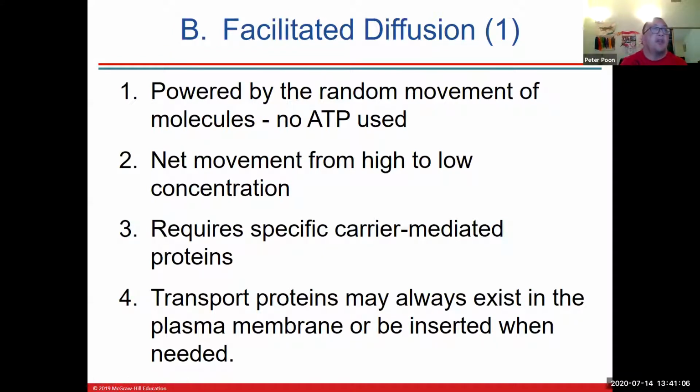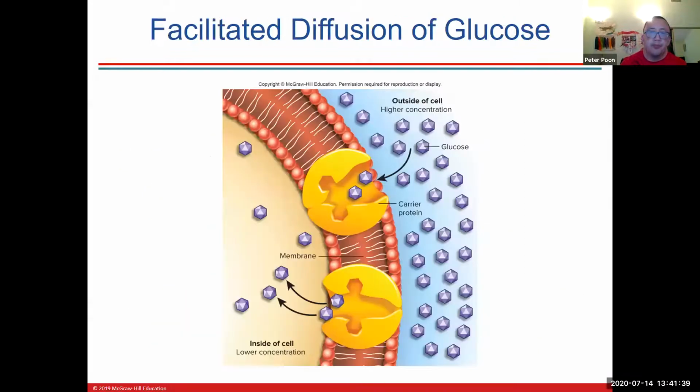So facilitated diffusion. Diffusion means that there's no ATP used. Facilitated means that you need a carrier. Net movement from high to low concentration requires specific carrier-mediated proteins. Transport proteins may exist in the plasma membrane or might be inserted when needed. A good example of this is aquaporins. We insert them when we need to pump water through.